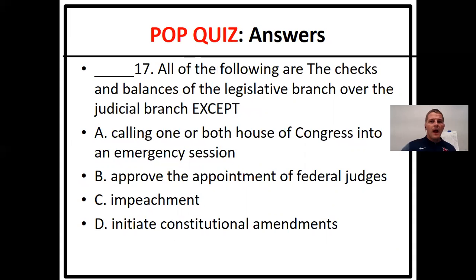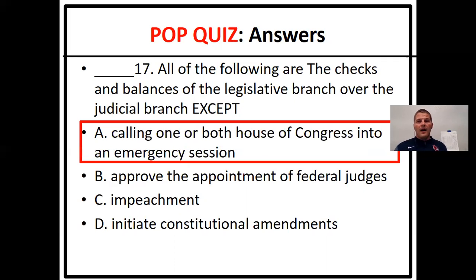17. All the following are checks and balances of the legislative branch over the judicial branch, except, okay? And of course, the legislative branch calling one or both houses of Congress into emergency session. The legislative branch cannot do this. That is actually a power of the executive branch over the legislative branch.